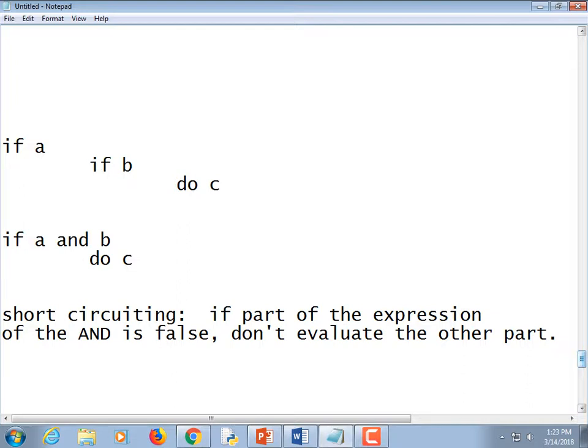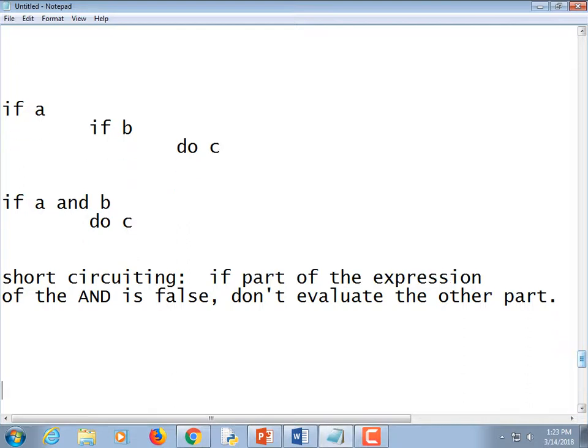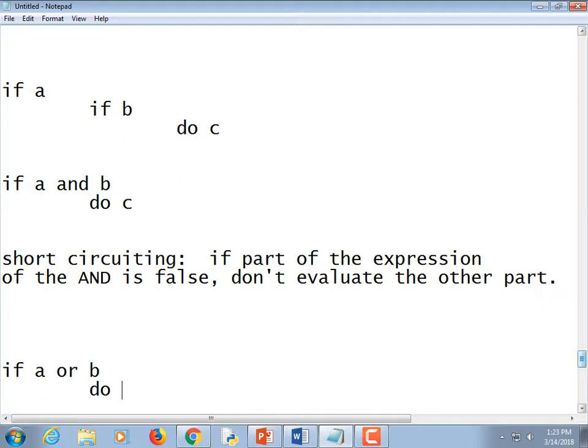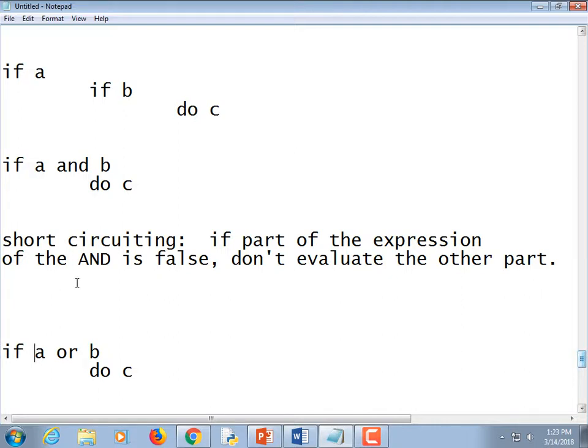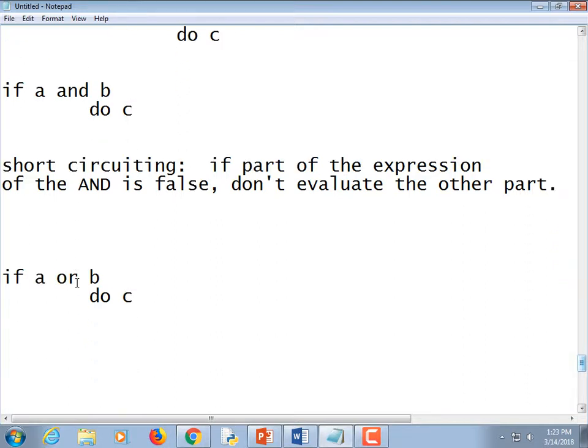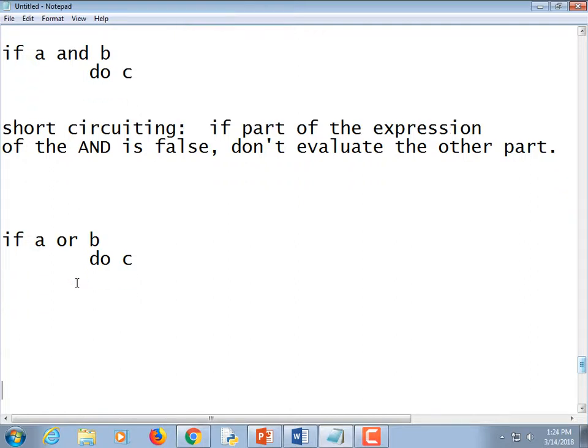Now that's for ands. For ors, the rules are a little bit different, right? Because if you have if A or B, do C, you can't rule it out based on this one, because even if that's false, you still have to come over here and check. But what if it's true? Do we even have to check the second thing if we're doing or? No, we don't, right? Because if the rule is if sick or tired, stay home, if you're sick, you don't even have to ask yourself if you're tired.